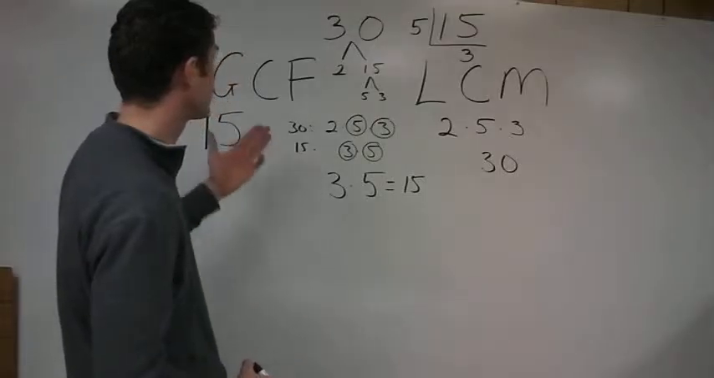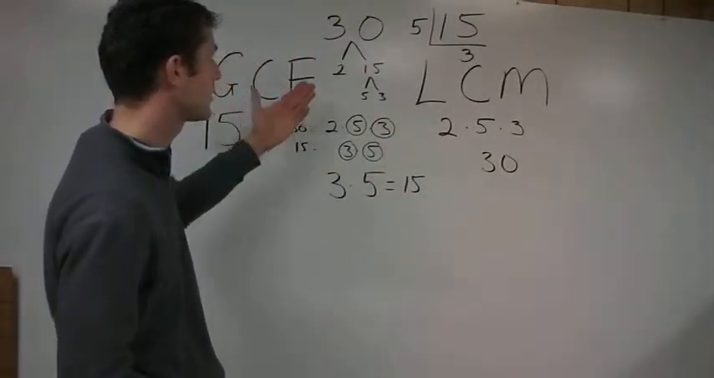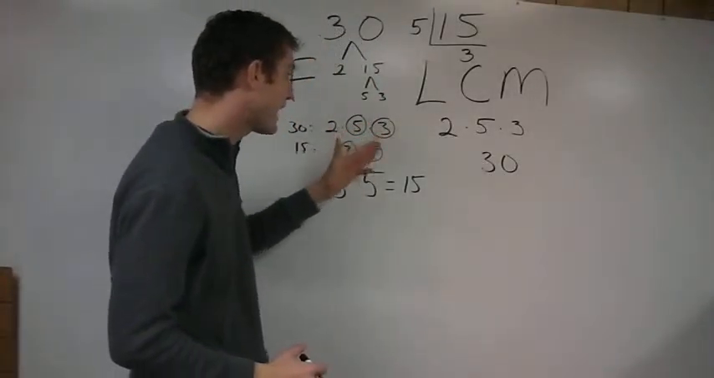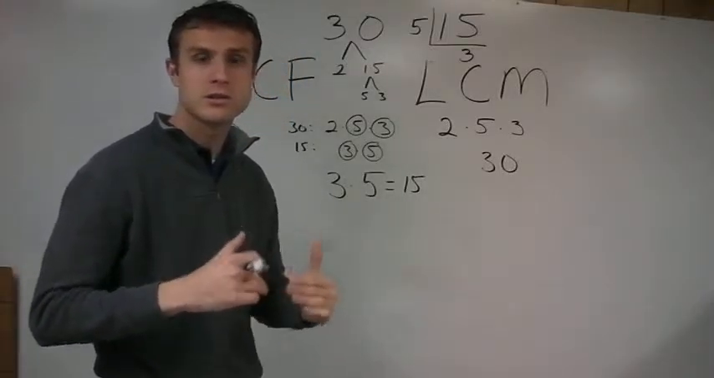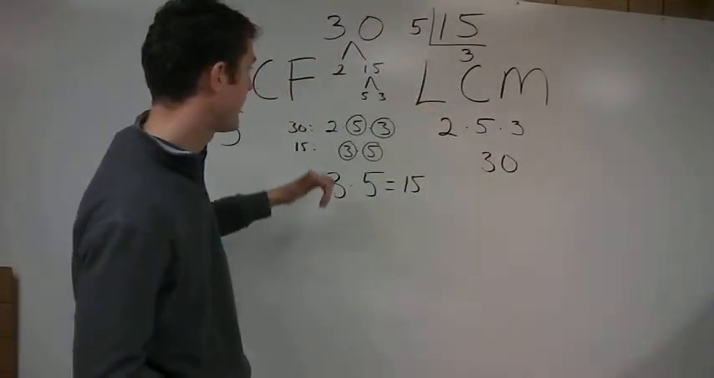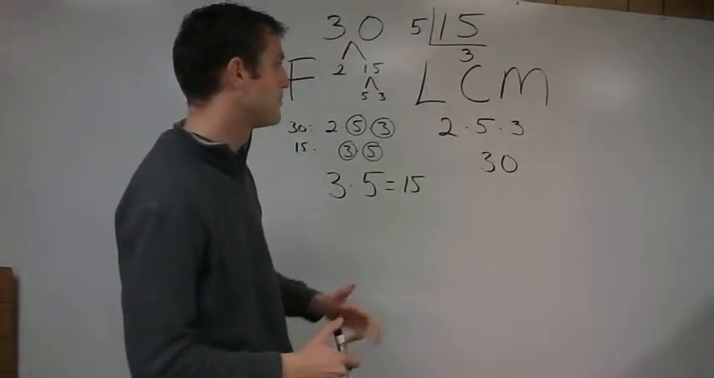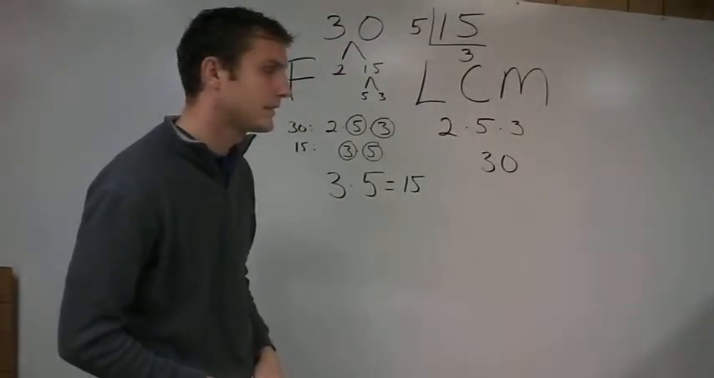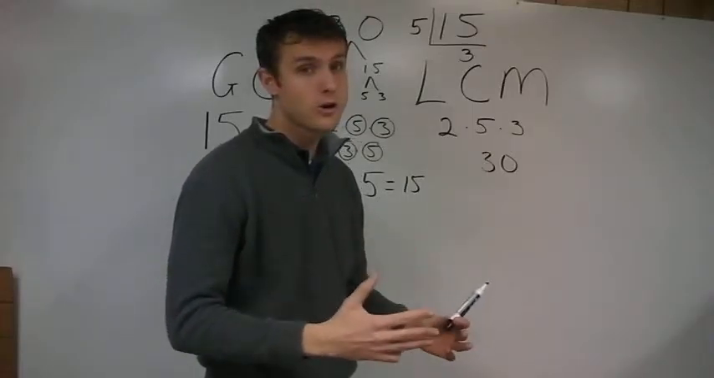So this is how we find a greatest common factor and a least common multiple. Greatest common factor, I do my prime factorization, I choose the numbers that are the same, and I multiply them together. It will always be equal to or smaller than the smaller number. Least common multiple, I find which one has the most of each factor, and then I multiply those numbers together. That will give me my least common multiple, which will always be equal to or greater than my larger number.